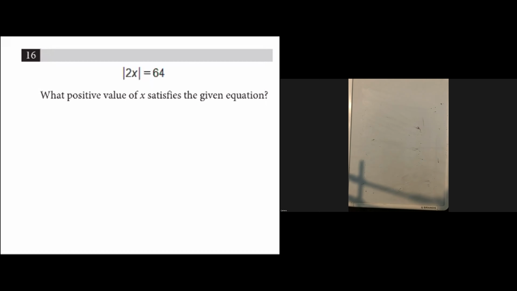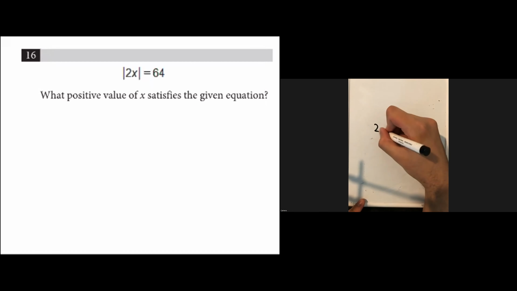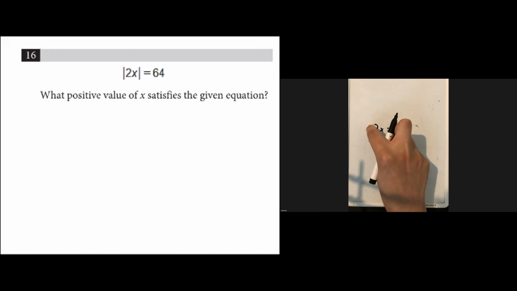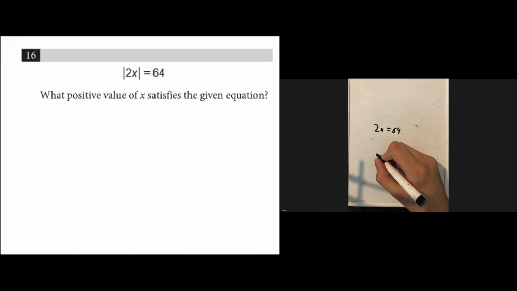All right, so for this one, we're given the absolute value of 2x equals 64, and it asks what positive value of x satisfies the given equation. And so since we're only looking for the positive value, we don't have to worry about if x is negative. So this absolute value doesn't really mean anything because this will always become positive if x is positive. And so we just have 64 equals 2x, and we just divide by 2, which would get us 32 as our answer.